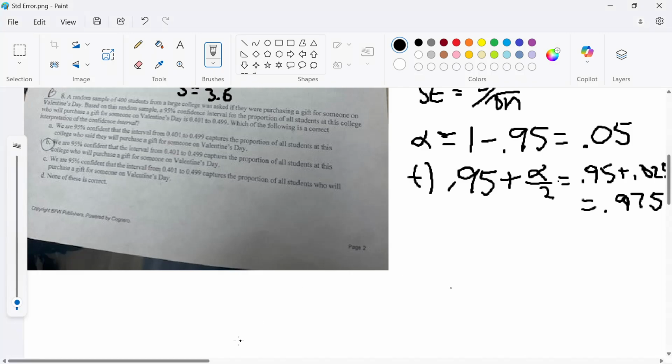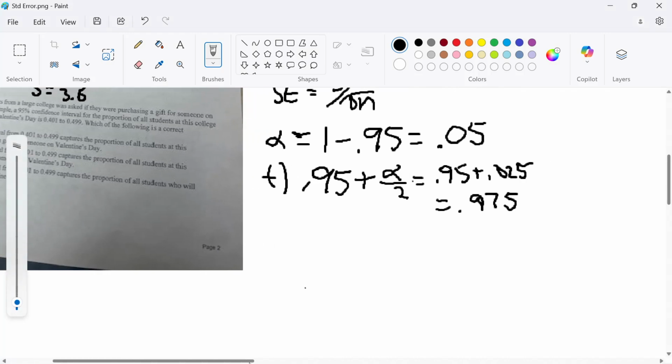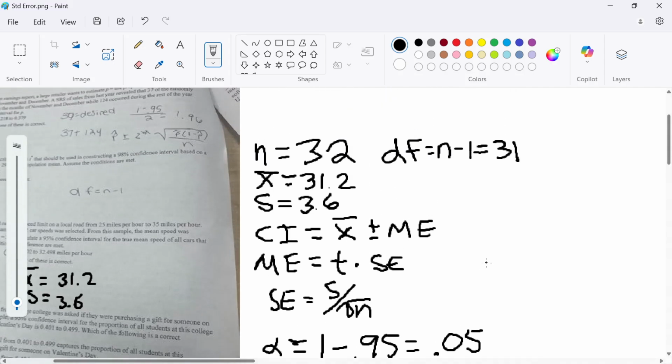And hold on, I've got to scroll over to that. Nothing's ever simple with me. All right, n is the sample size, which is 32. Here, I'll do my ciphering in red. n is 32. The degrees of freedom is the sample size minus 1, which is 31. The sample mean is 31.2. The sample standard deviation is 3.6.